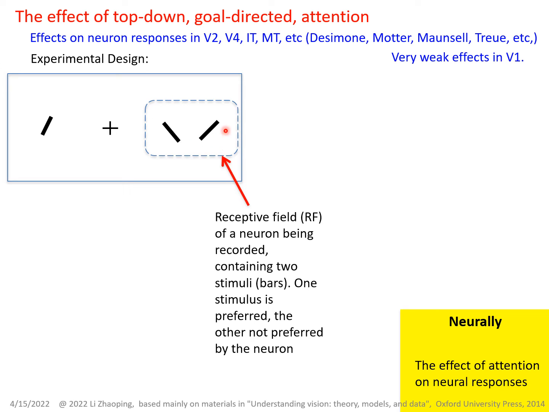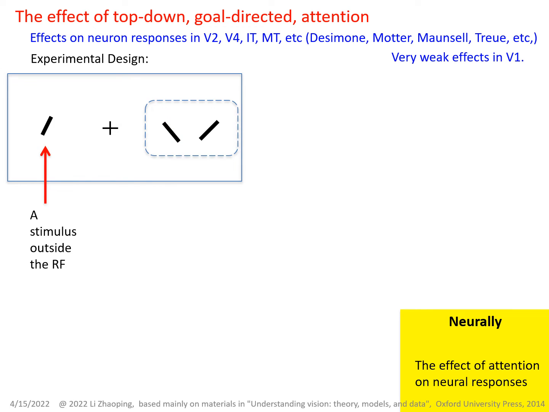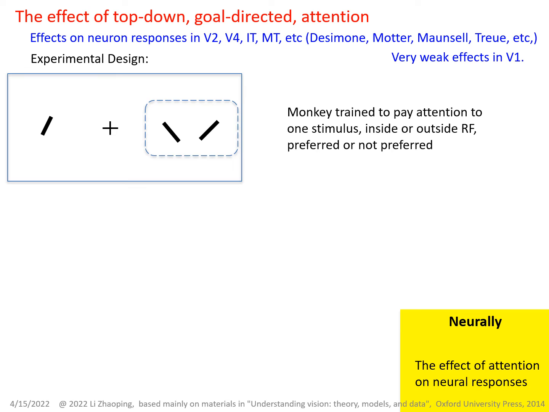And often one of these items, for example, the orientation of the bar, is preferred by this neuron, and the other one has a non-preferred feature. And the experiment can also have visual inputs outside the receptive field. Monkeys are trained to covertly pay attention to one visual item, let's say this one. For example, the monkey may be trained to detect any color change in this bar. So presumably its attention is on this bar.